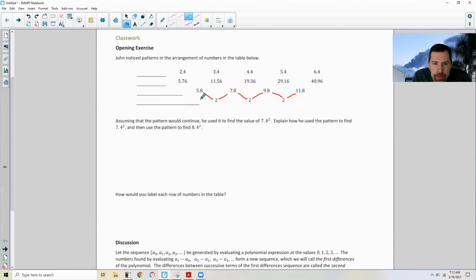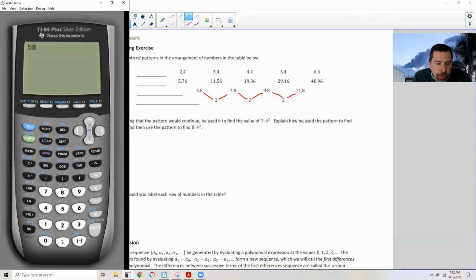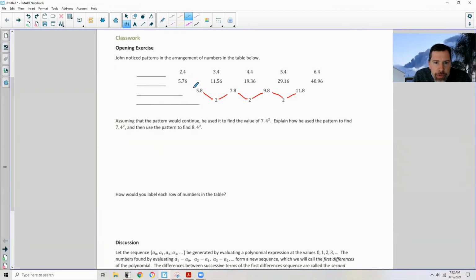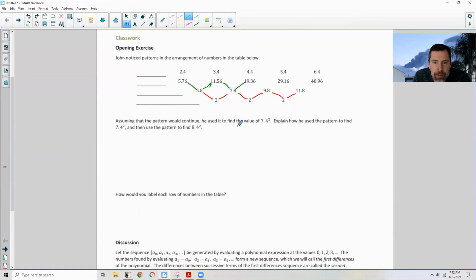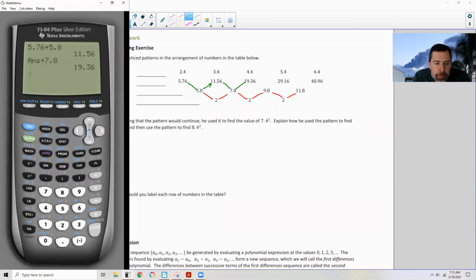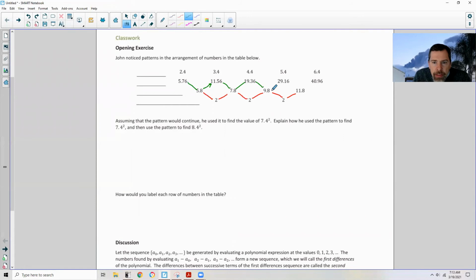And if I look at this, 5.76 and 5.8 looks to be an addition as well. So if I do 5.76 plus 5.8, does it give me 11.56? And it does. So this plus this equals that. And does it continue? For it to be a pattern, it's got to be repetitive. 11.56, now I'm going to add 7.8 to see if that gives me 19.36. And it does. So then this gets us to here. And then if I do it again, plus 9.8, I get 29.16. So that seems to be what's happening here.